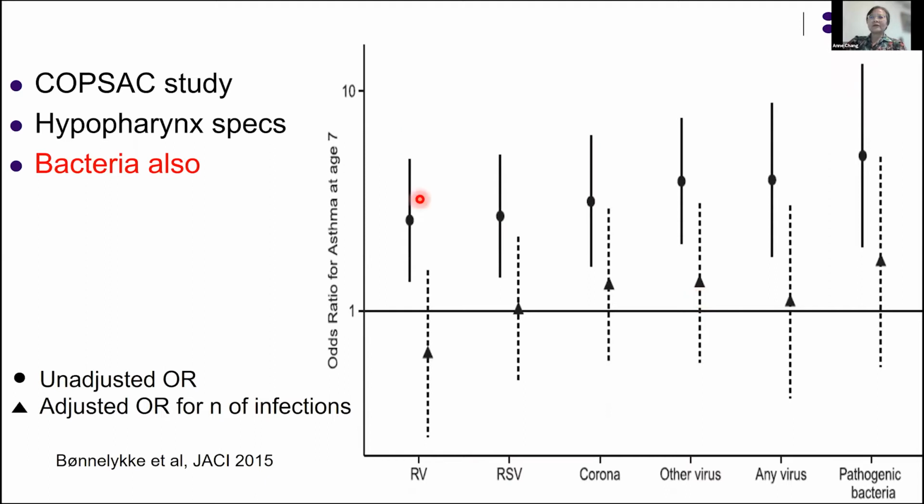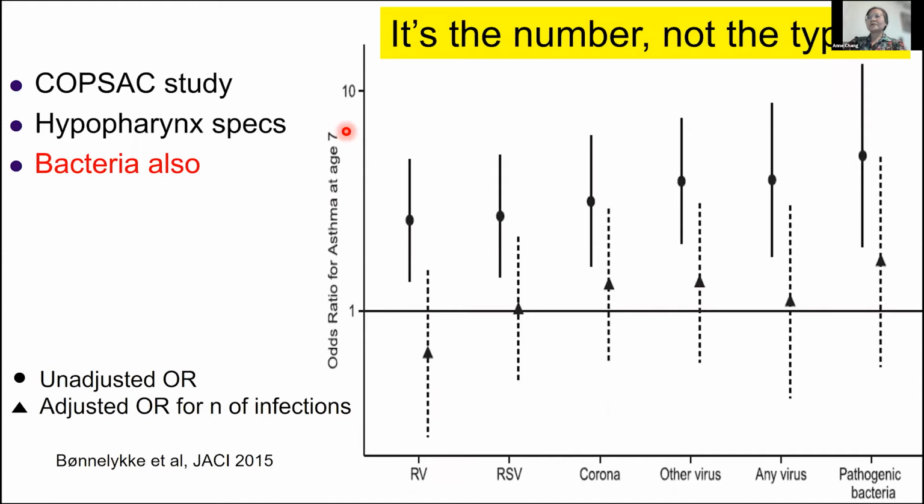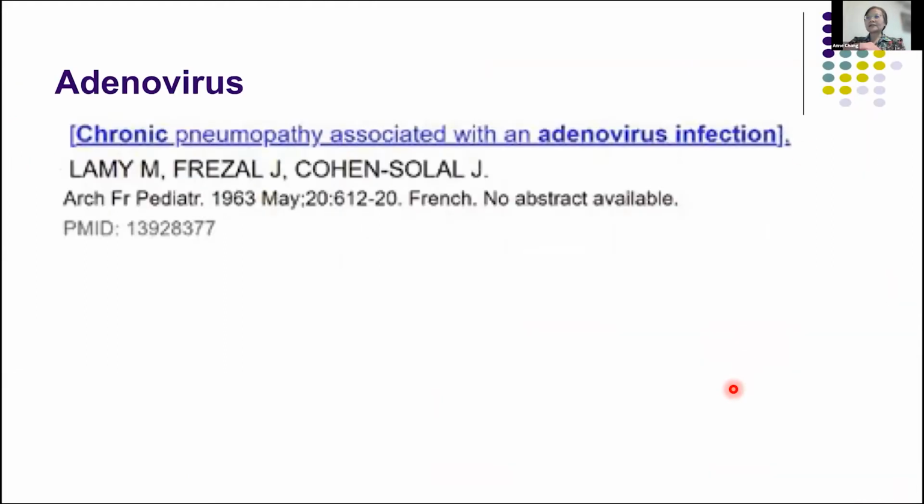And if you look at the odds ratio, which is unadjusted versus the adjusted odds ratio, you can see that RSV and rhinovirus no longer is significant for the development of asthma when they are age 7. So what it really shows is that it is the number and not just the virus type that influences your outcomes. So let us move on to the next slide.